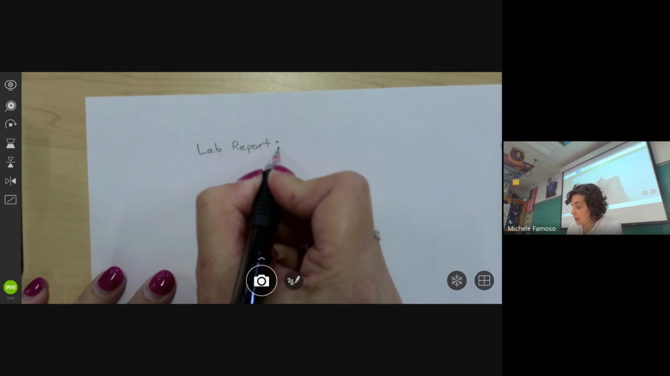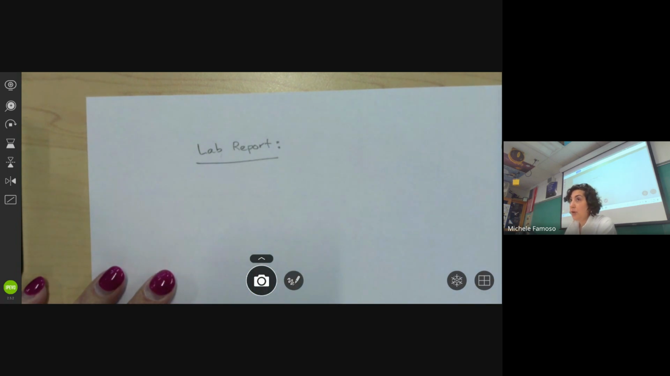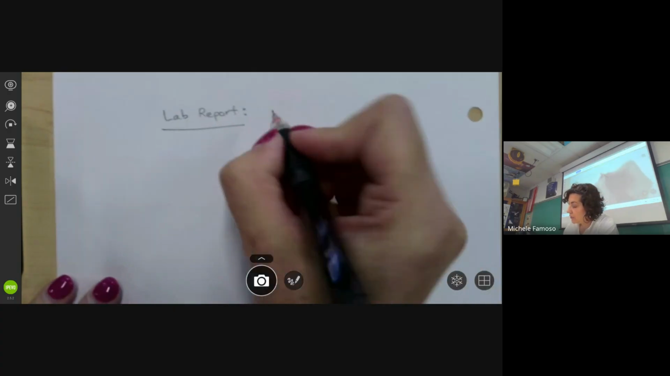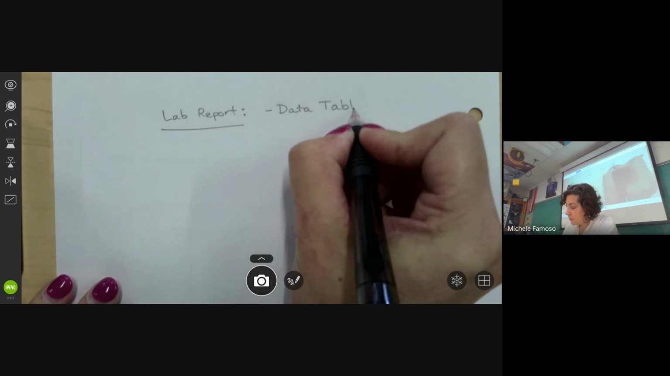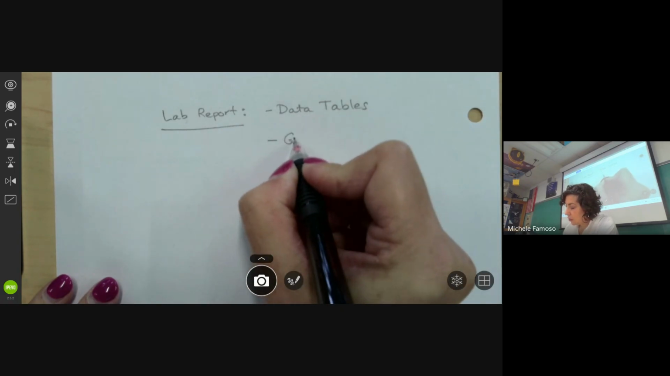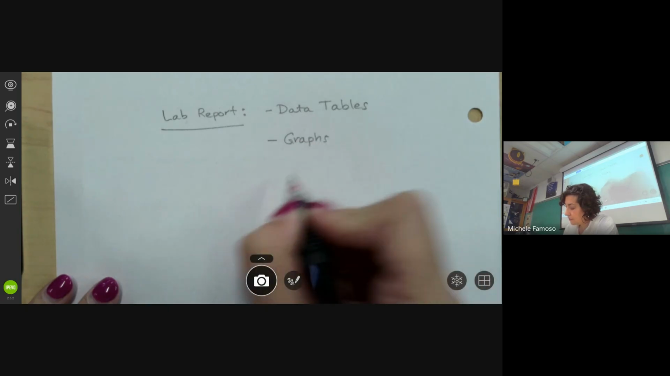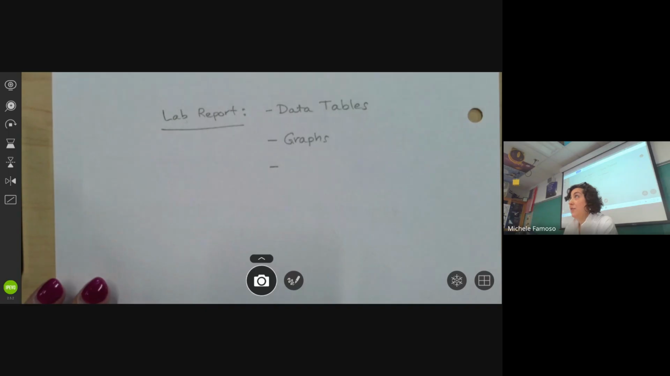Do you need to give me a procedure? No, you already did that. What you have to start with are your data tables, your graphs. You're not going to have any calculations. We just talked about you don't need to do any calculations at all. Nothing. Because the Google Sheet does the averages and the standard deviations for you.